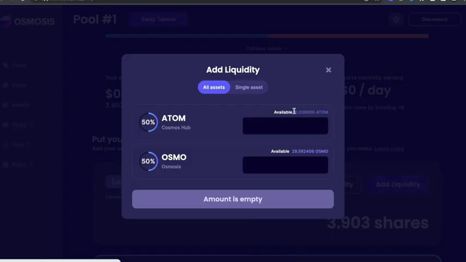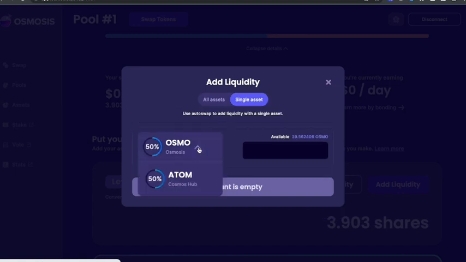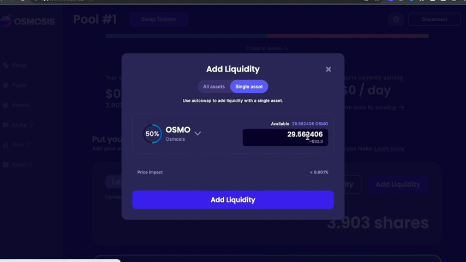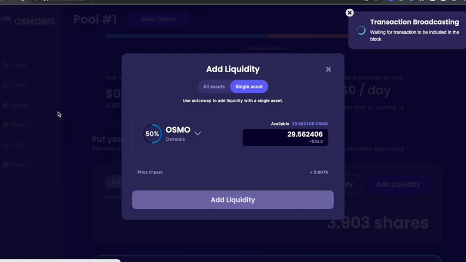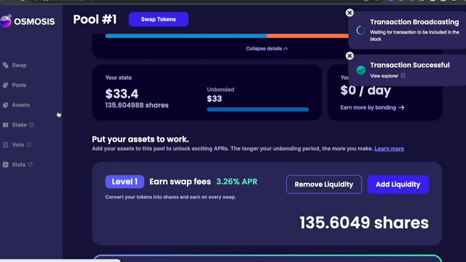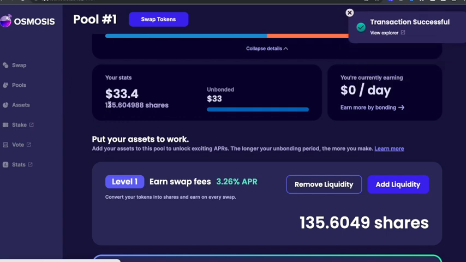I don't have any Atom, but if I click on single asset, I can toggle between Atom or Osmo. I've got Osmo, so I'm going to put in all my available Osmo. I don't need any for fees because if I choose low, the fees are free. Then I add liquidity, approve this transaction, waiting for the transaction to be included in the block, and that is done. And now you can see I've got 135.604988 shares, which have a value of 33.4, and it's unbonded, 33.